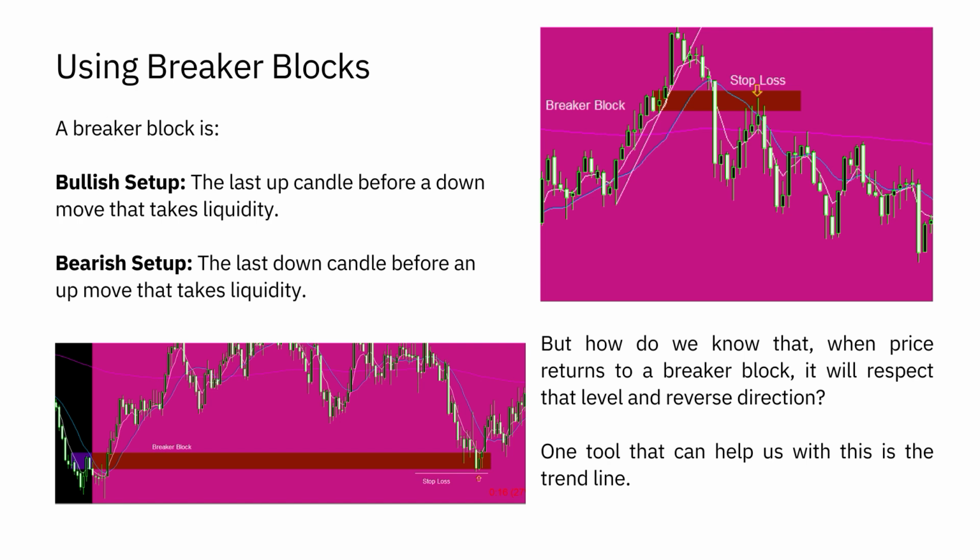Using breaker blocks. A breaker block is the last up candle before a down move that takes liquidity, or the last down candle before an up move that takes liquidity. But how do we know that when price returns to a breaker block, it will respect that level in reverse direction? One tool that can help us with this is the trend line.